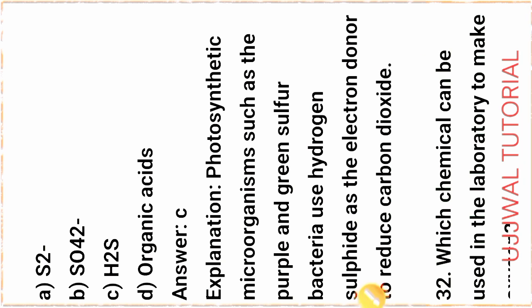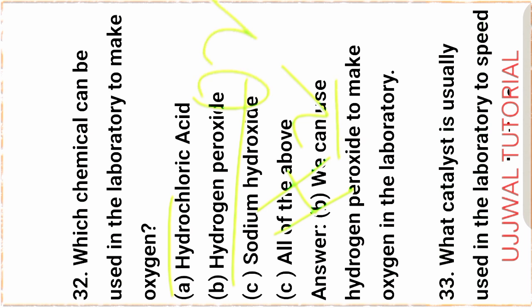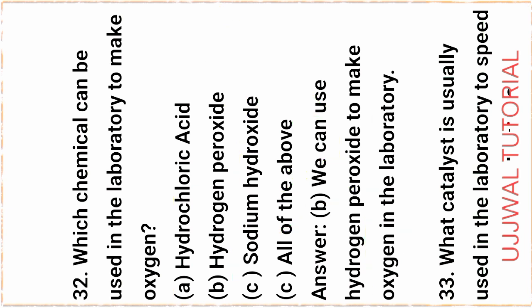Next question, question number 32. Which chemical can be used in the laboratory to make oxygen? Option B, hydrogen peroxide, with the formula H2O2. You can use hydrogen peroxide to make oxygen in the laboratory.